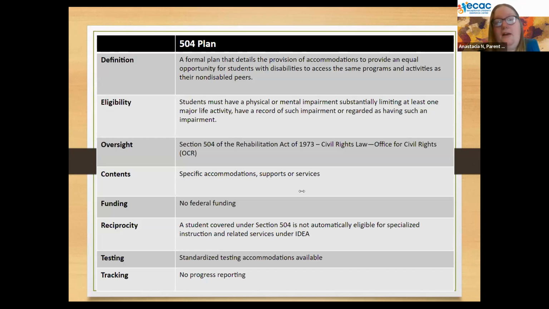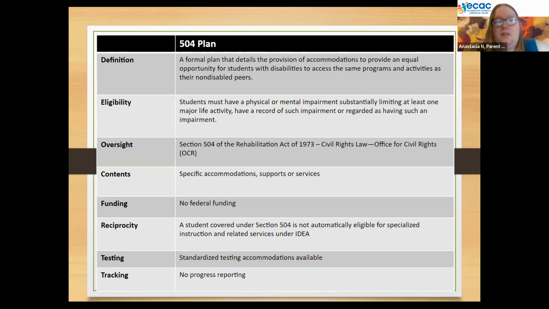Kids who are covered under Section 504 are not automatically qualified to get an IEP. If you think your child needs an IEP, then you would want to submit a referral for that as well. Some kiddos do not need specialized instruction, which is one of the most important parts about having an IEP.